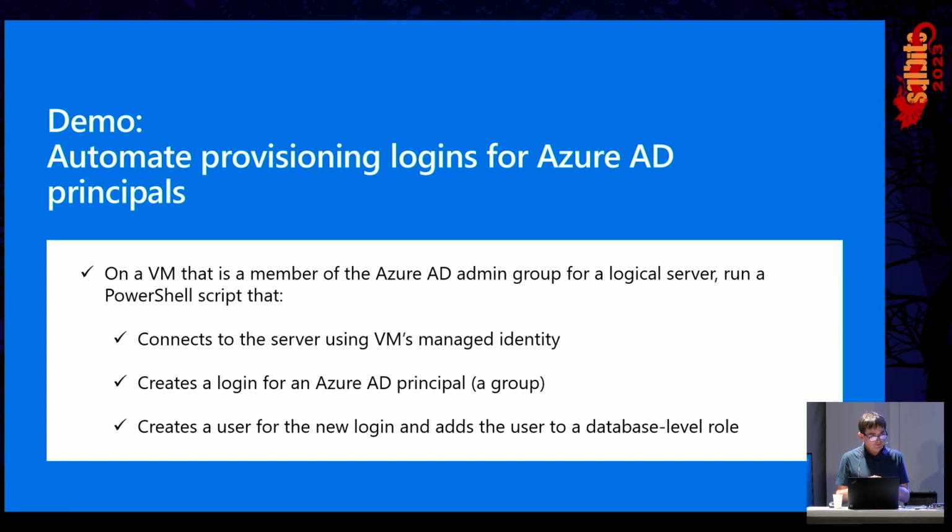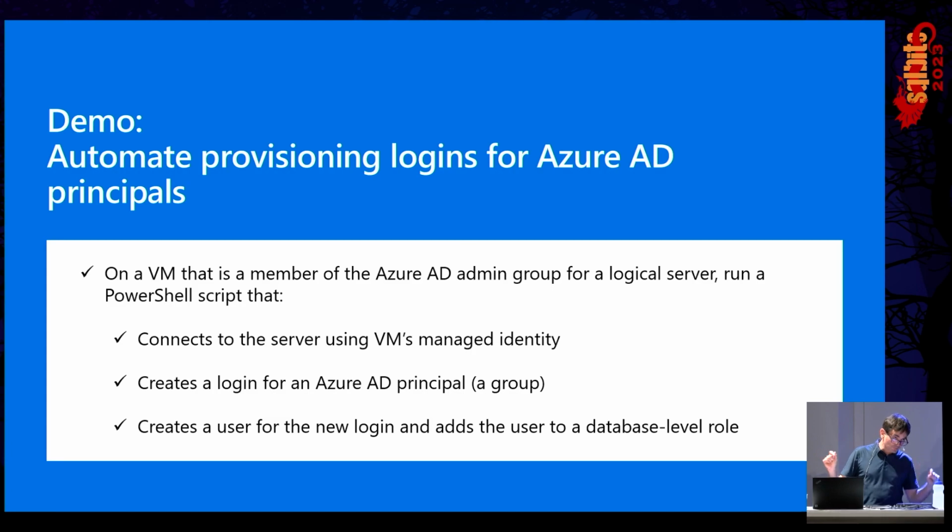Okay, so here's what we're going to do in this demo. On a virtual machine that is a member of the Azure AD admin group, the same VM I ran SSMS from before, we will run a PowerShell script. That PowerShell script will connect to the server using the managed identity of that VM, and it will create a login for an Azure AD principal, which will be the group. I could actually stop the demo here because that's the essence of it.